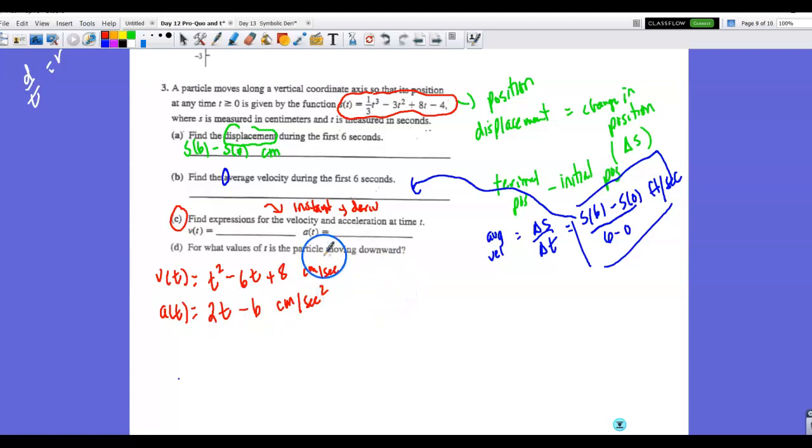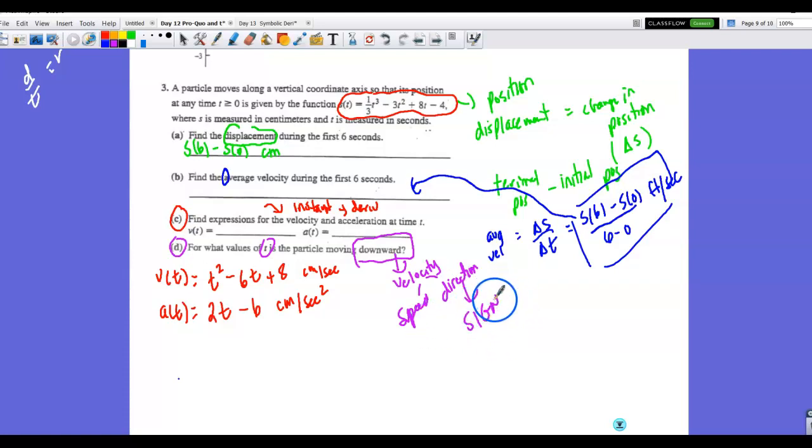And then lastly, letter D: for what values of t is the particle moving downward? So remember, we have to think about what is the best function to use for particle movement. Now, I do not have a graph of position. If I had a graph of position, I would just look at the graph and determine when the particle is moving downward. So since I have calculus, remember we can use velocity. Let's just keep pounding that idea back in. Velocity shows two things. It shows speed and it shows direction, which is what we're after in this question. And direction is determined by examining the sign of velocity.